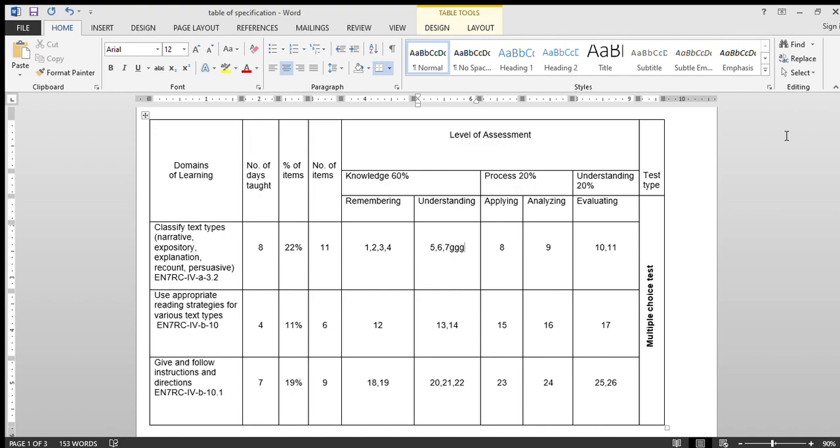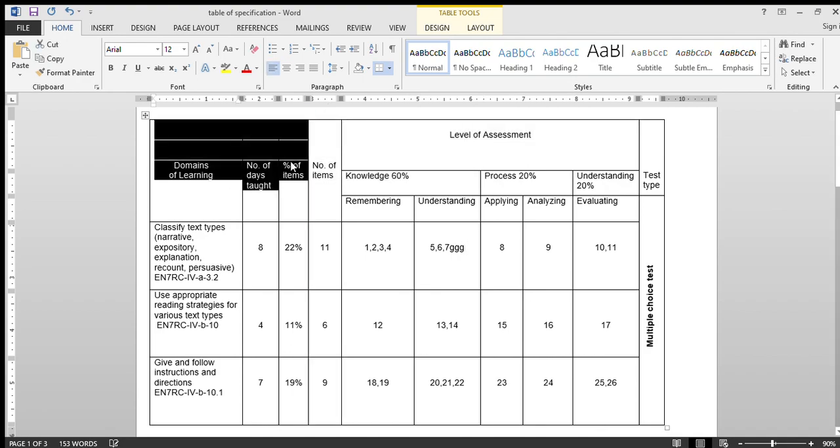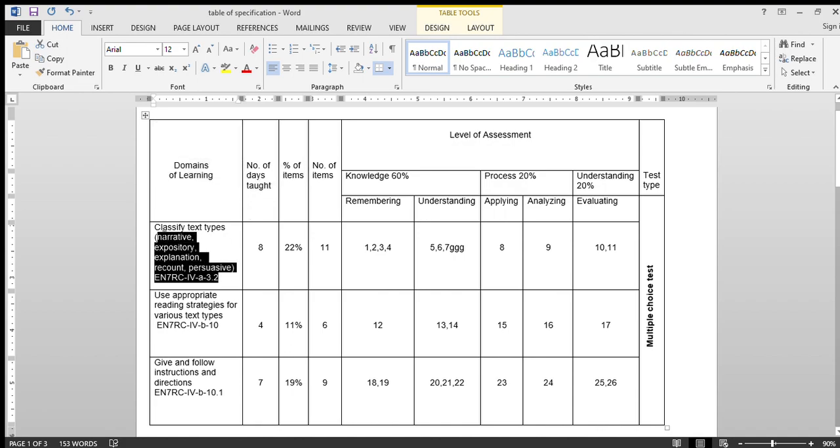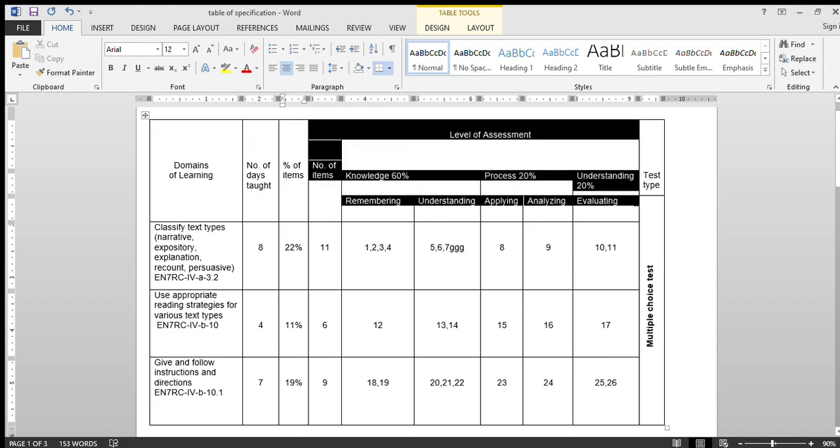My partner, Ms. Lyra Chin Cosinas, already explained to you the domains of learning up to the percent of items. So she already explained to you why you need to put these competencies and where you are going to find this one, and how to get the number of days taught and the percent of items per competency. For number of items, that is my task to discuss, from number of items up to the end, or up to the distribution of all test questions per item.